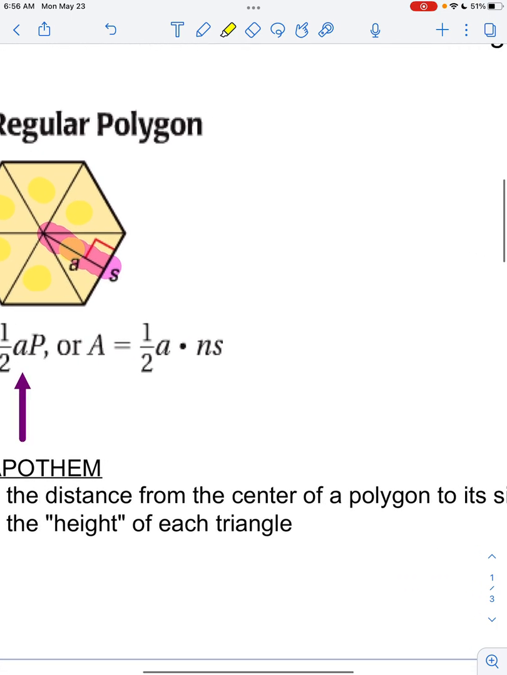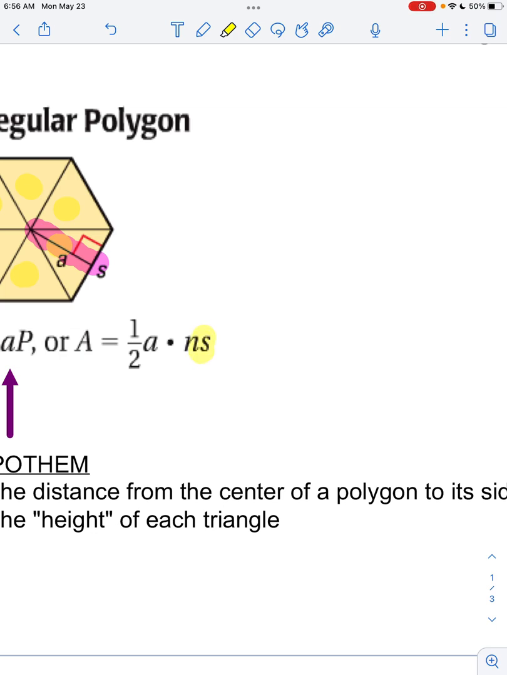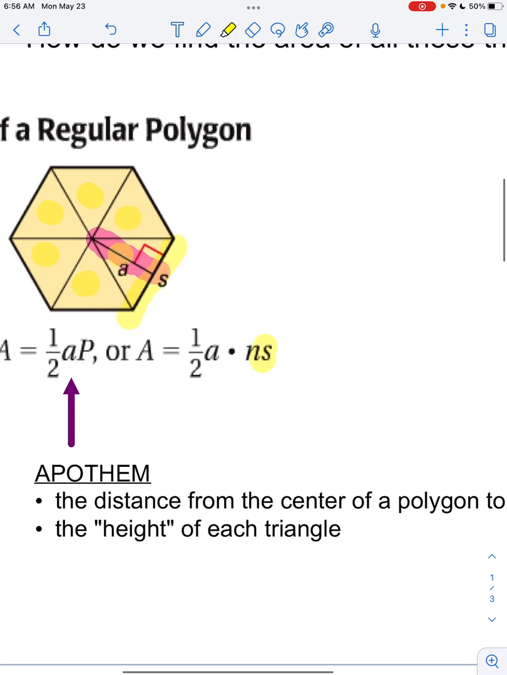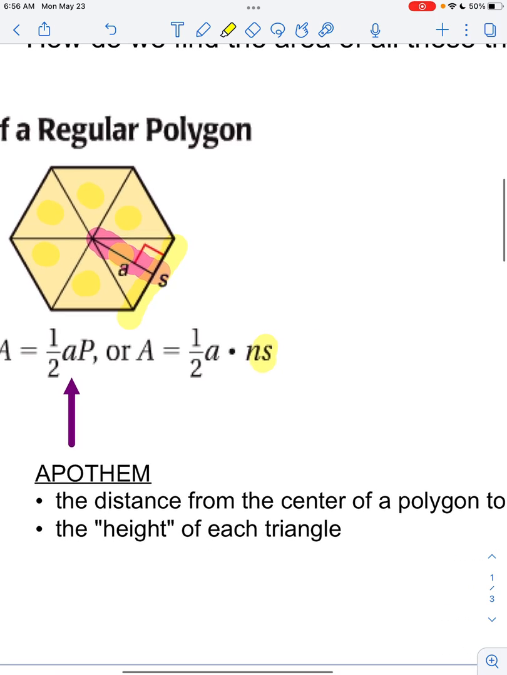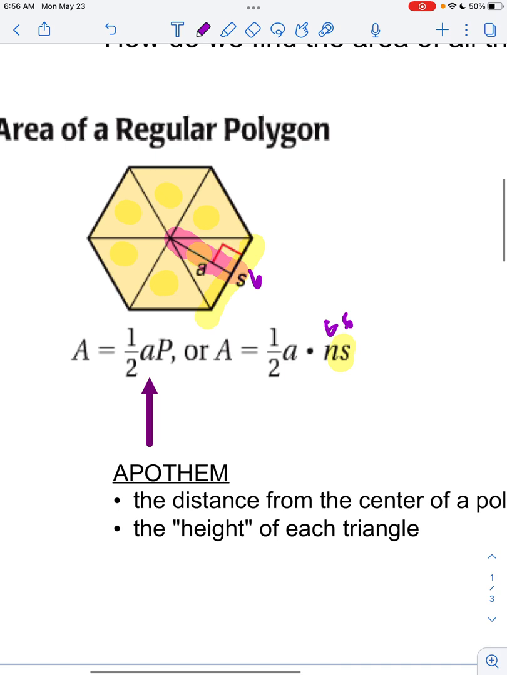Or instead of the perimeter, I can take my side length of S and multiply it by n, the number of sides. So again, it's basically the same thing. If this was 6 and I have 6 sides, I could do 6 times 6. Or again, add up the perimeter around the whole thing and it's going to be 36. So either way, I can still end up getting 1/2 the apothem times 36 or 1/2 the apothem times 6 times 6. Still going to be the same thing.